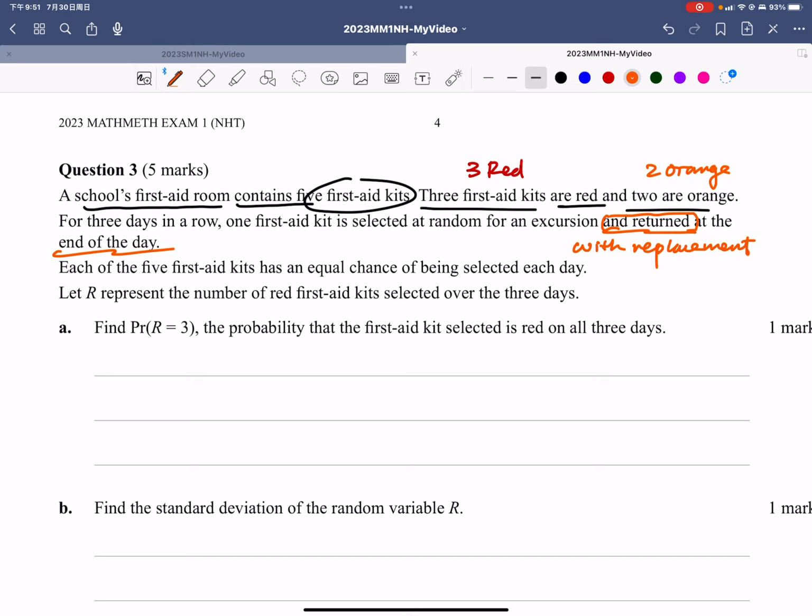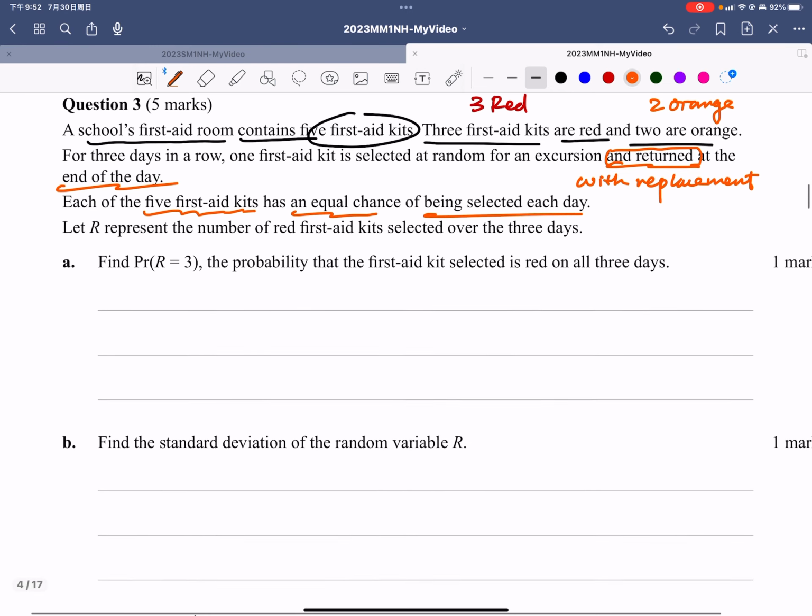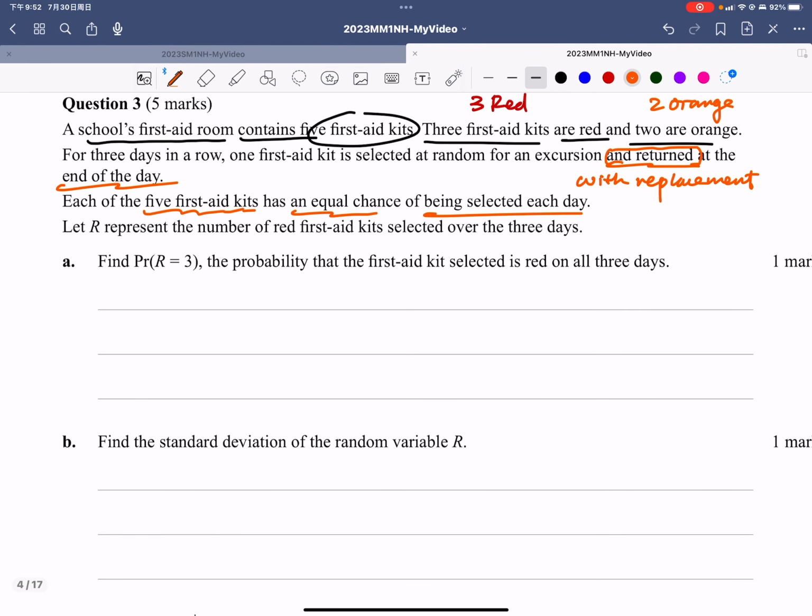So we use binomial because the population proportion doesn't change. Each of the 5 first aid kits has an equal chance of being selected each day. Let R represent the number of red selected over the 3 days. If we look at a proportion for 1 day selection, that will be 3 out of 5, okay? So that is the probability of selecting a red first aid kit.